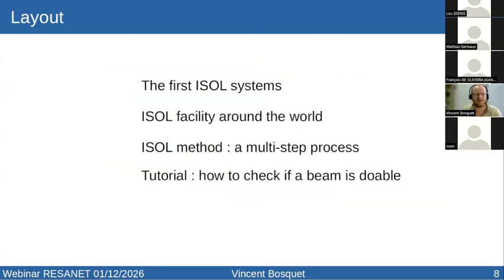And so for the layout of my talk, first I will show you a few of the first ISOL systems ever made. Then I will show a very, very quick presentation of the ISOL facilities around the world. And I will go in depth into the physics of all the steps involved in the ISOL method. And then I will give you a short tutorial on how to check if a beam is doable.